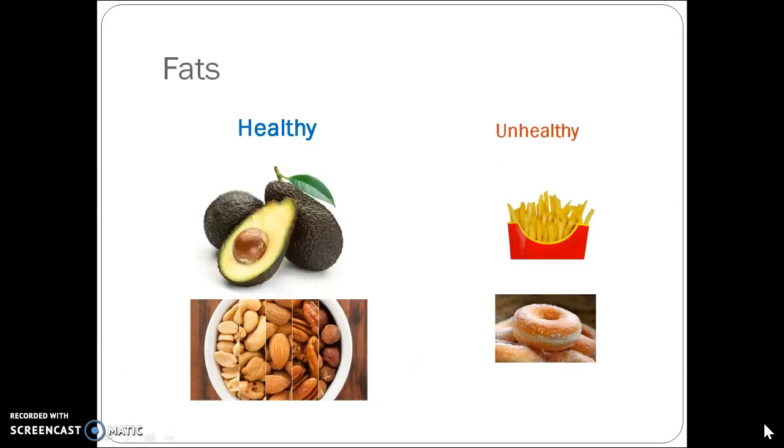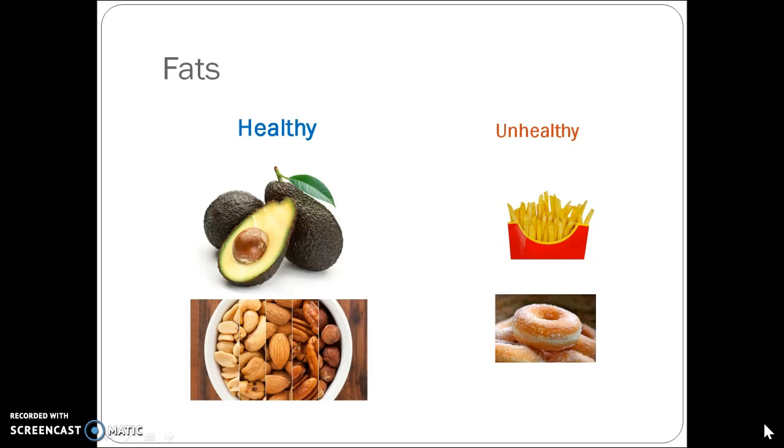So the last part we are going to talk about are fats. So fats are good for lowering certain health risks. So we have avocados and nuts. Nuts are also a great snack which keep you full for longer. Unhealthy fat sources include French fries and donuts.